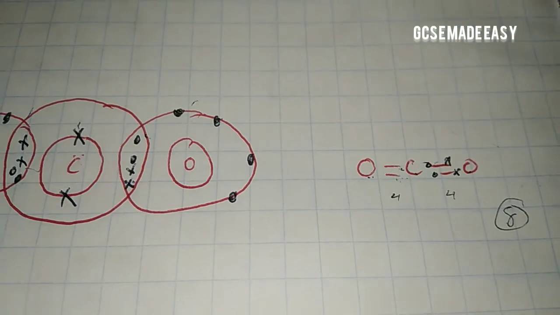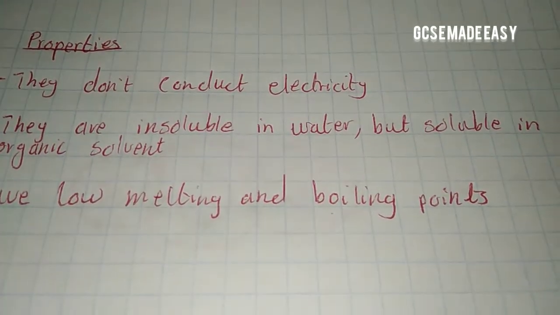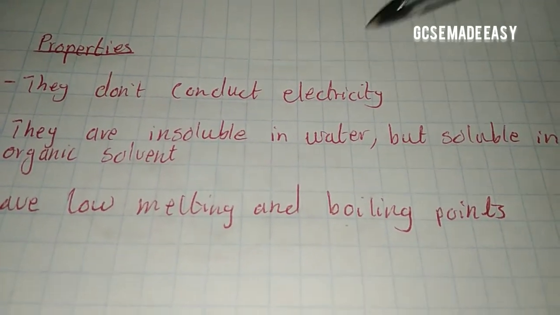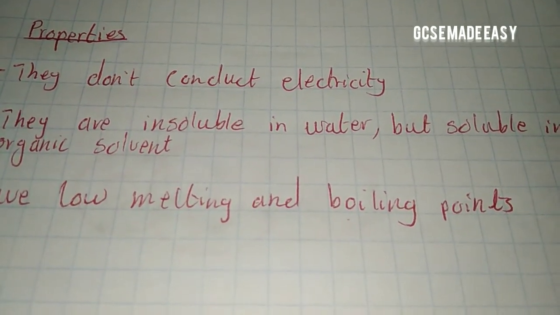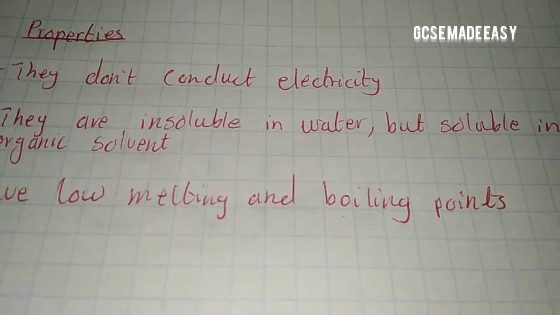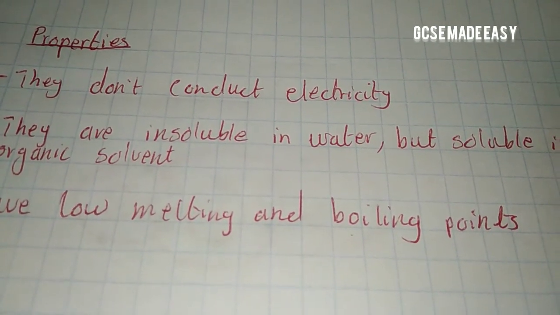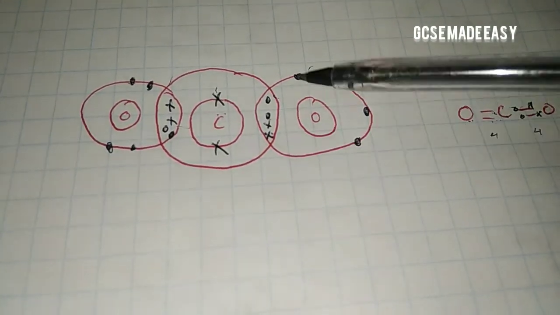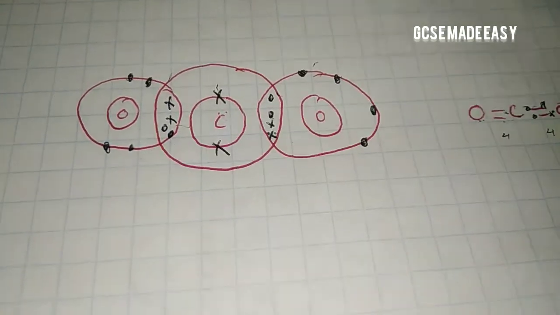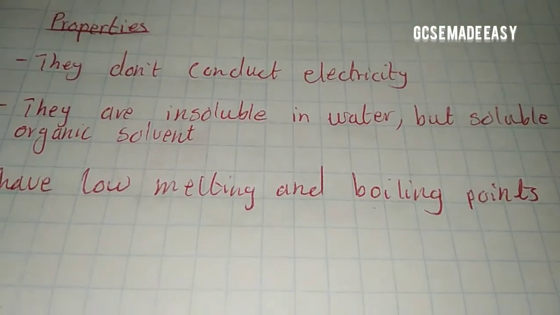Now, I want us to touch on the properties of covalent bonding, or covalent compounds. The first property is that they do not conduct electricity. They are poor conductors of electricity, even when they are in a molten state. Why? Because if you can see here, there are no free mobile electrons, but rather all these electrons are tied between the shells or in their orbitals.